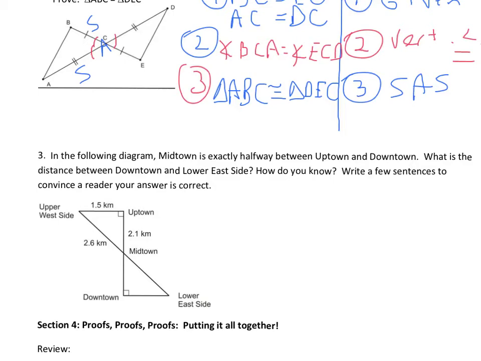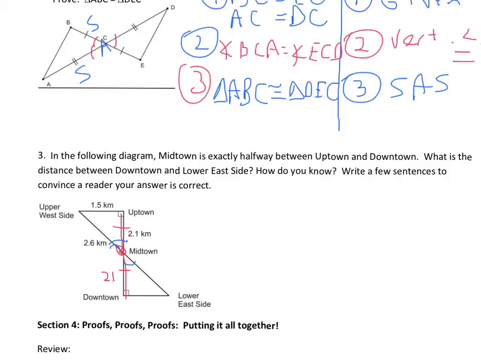Midtown is exactly halfway between uptown and downtown. So if we know that, okay, here's the side that goes from uptown to downtown, and this is halfway right here, Midtown. That means this side must be 2.1 also, so we know these two sides are halfway there, okay, or are equal because Midtown is halfway between. Okay, so now let's look at, we also have some vertical angles here. Just like we did in the last proof, we got this angle and this angle from intersecting lines are vertical, so we would know they are equal.